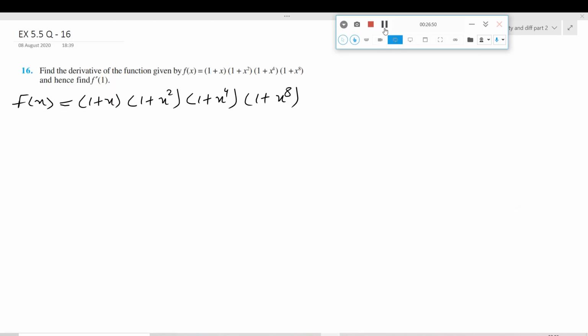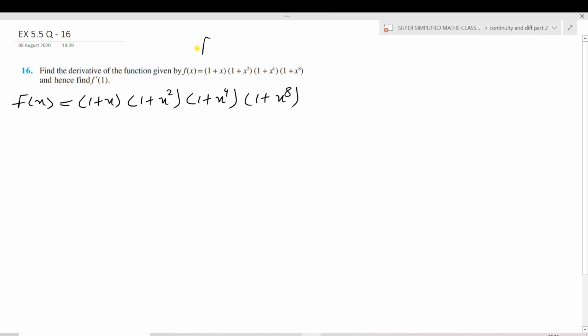Now question number 16 says that this is the function f(x) given to you: (1 plus x)(1 plus x square)(1 plus x4)(1 plus x8). You have to first find the derivative of this function, and after finding its derivative, then you have to find out f dash 1. So first we find out f dash x. Before finding f dash x, I have to take the log because I cannot find its derivative in this manner. So I take log both sides.